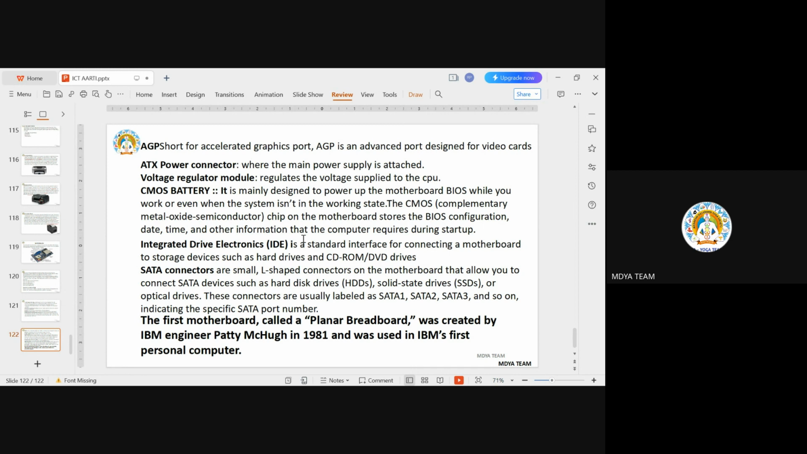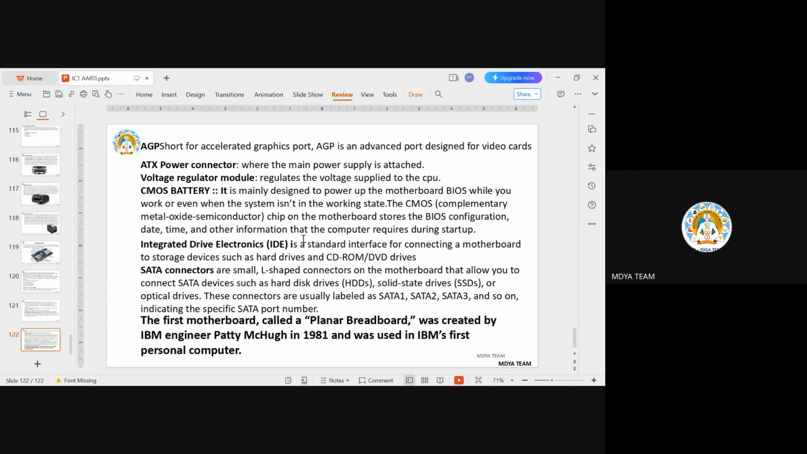Integrated Drive Electronics is a standard interface. It is a connection between the motherboard and the storage devices. Storage devices like hard disk, CD-ROM, DVD. All our storage devices are connected to the motherboard with the IDE, Integrated Drive Electronics.